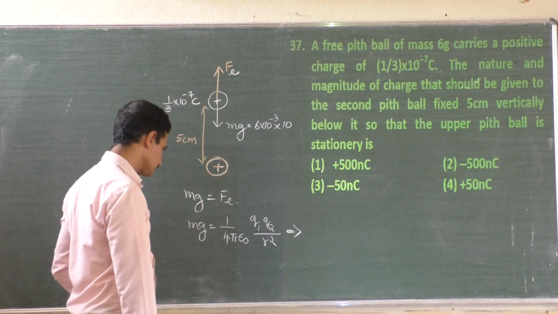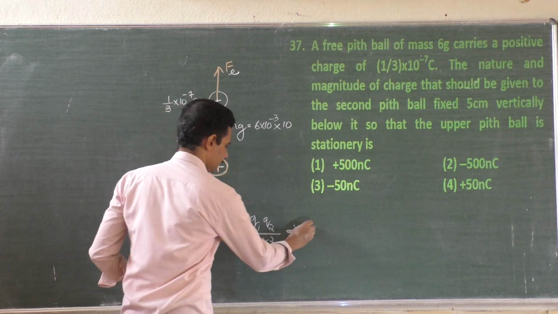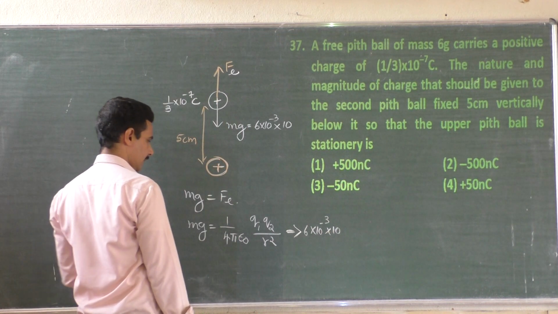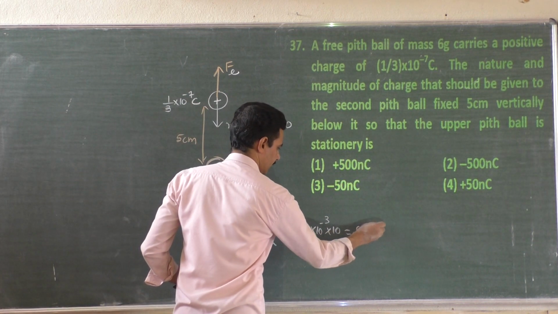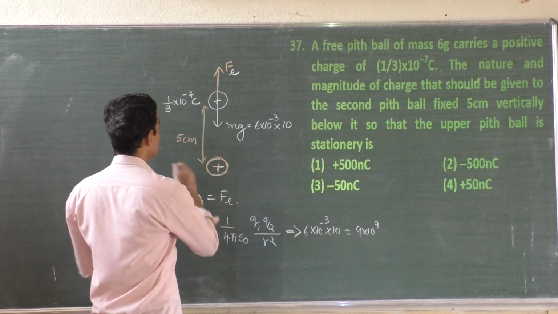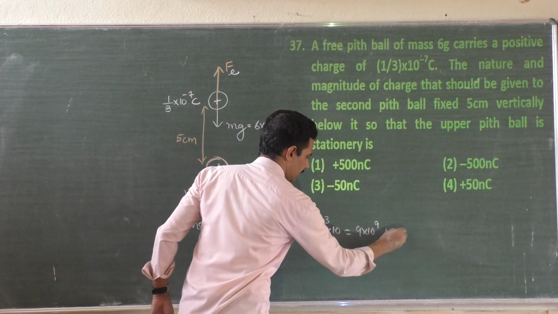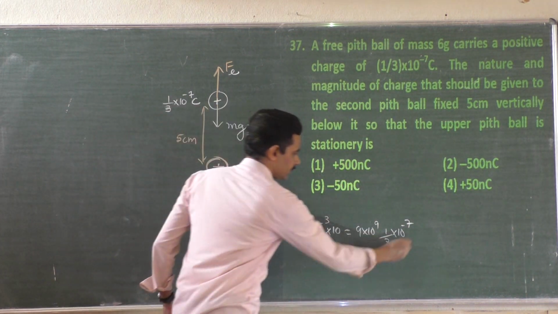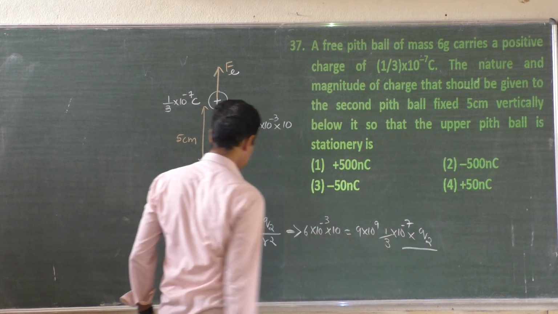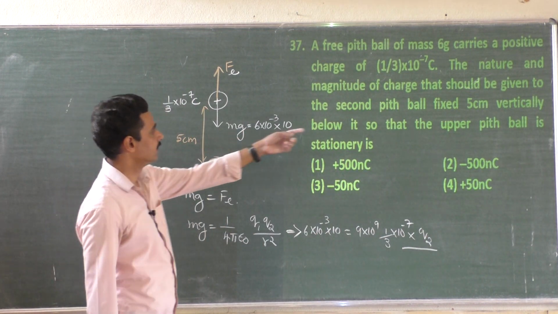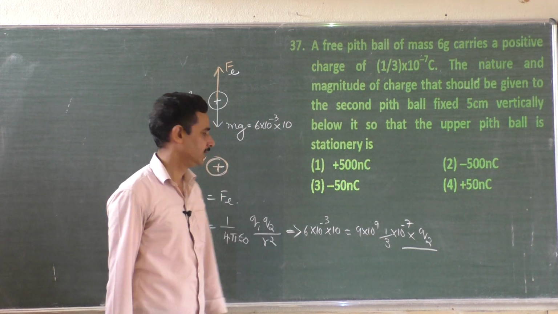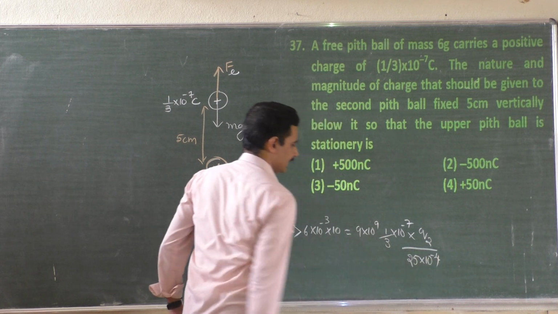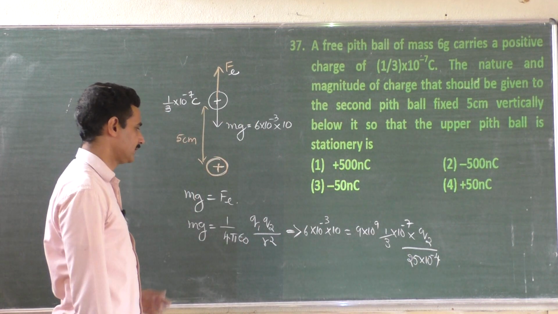You can see that m is 6 gram, 6 into 10 to the power minus 3, into 10, and 9 into 10 to the power 9, this one, Q1, Q2. One Q is given, 1/3 into 10 to the power minus 7, correct? The other Q is not given, Q2, divided by distance square, 5 centimeters square. They are separated by a distance of 5 centimeters, so 25 into 10 to the power minus 4, because it is 5 centimeters square.